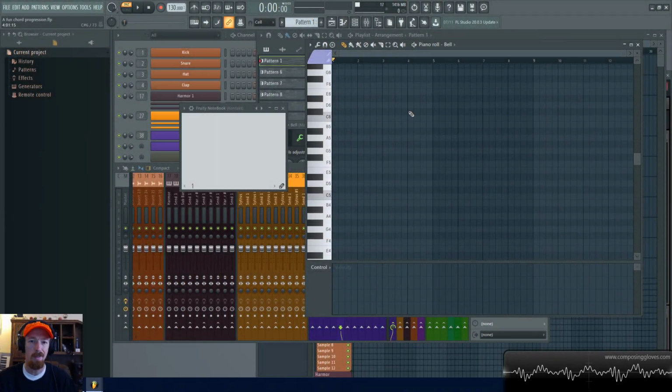Composing gloves here, and today we're going to be talking about secondary dominants. This introduces the idea of a secondary function. This is an incredibly powerful idea, and at the end I'll show you a little track that sort of fits it, but first we've got to wrap our head around what is this secondary stuff? What the heck does that mean?